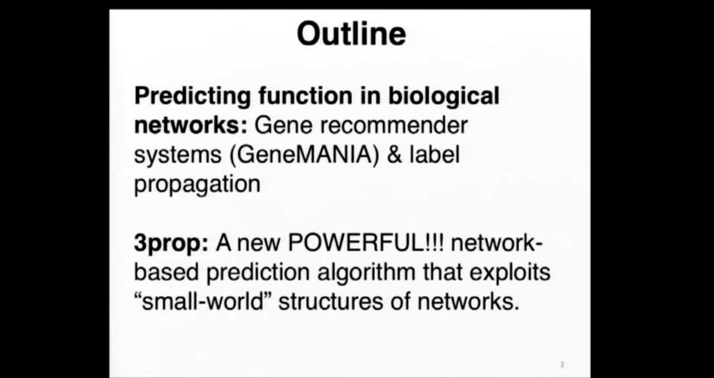The first part of my talk is about predicting function in biological networks in these gene recommender systems, using a fancy algorithm called label propagation, which some of you might have already heard about. The other part is about new and powerful network-based prediction algorithms that exploit the small world structure of networks. Label propagation is pretty much the best algorithm there is if you have a network and node labels and you're trying to find more nodes like those. This just does a little bit better than that, but reveals some interesting aspects of that first algorithm.